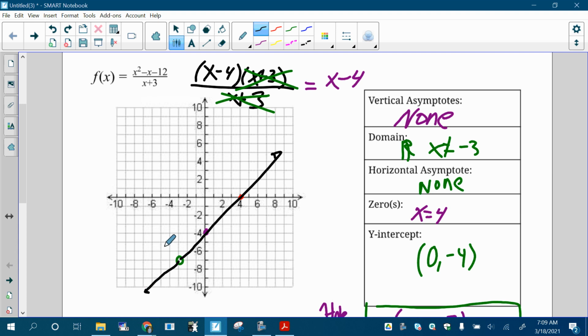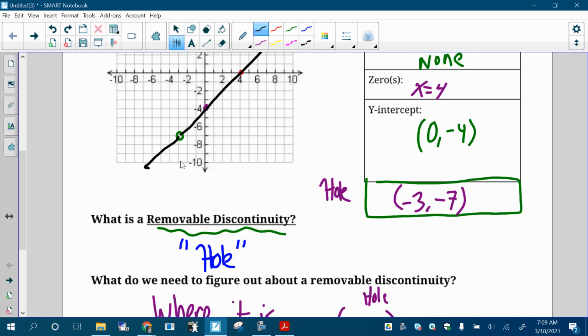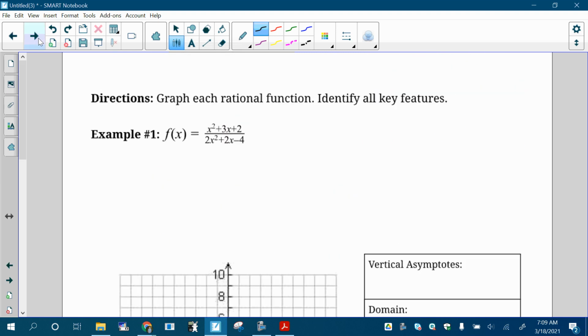So this is not that crazy. It's just one extra thing. If you have a factor that shows up on the top and the bottom and you cancel it out, that means at that x value there is a hole, a removable discontinuity. You need to graph it with a little open circle. Okay. Let's do another one.